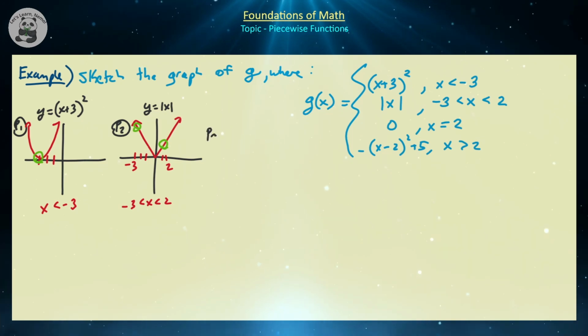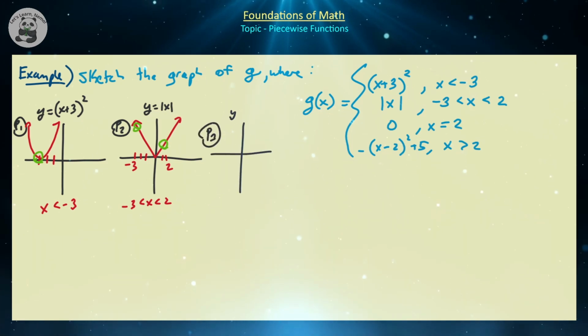Let's look at piece number 3, which is going to be y is equal to 0. So y is equal to 0, we know, is just a constant function. And this is going to occur at x is equal to 2. So x is equal to 2 is going to be a closed circle at 2.